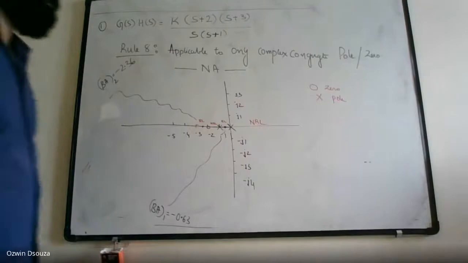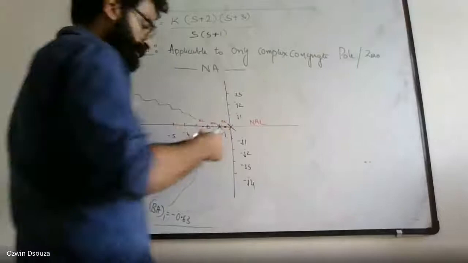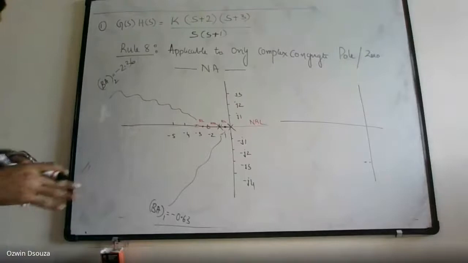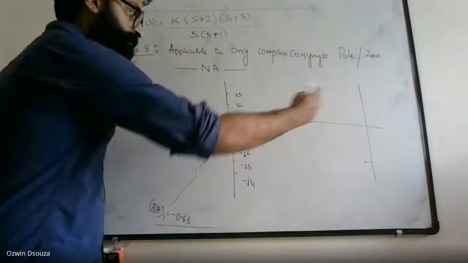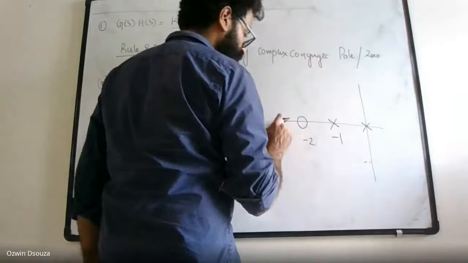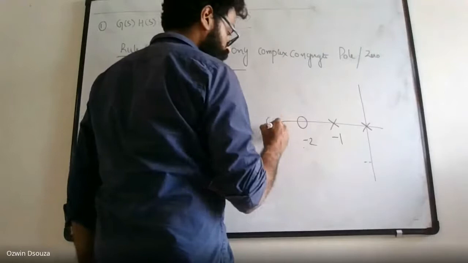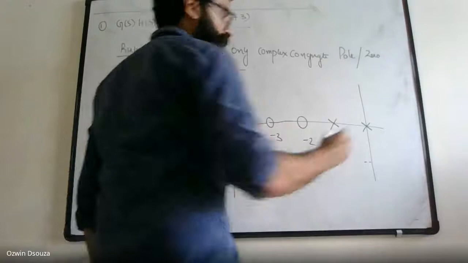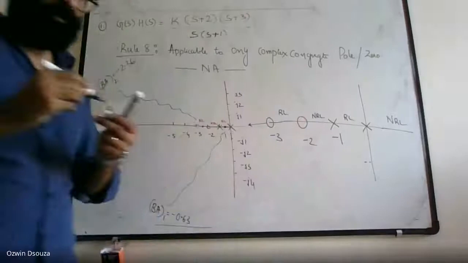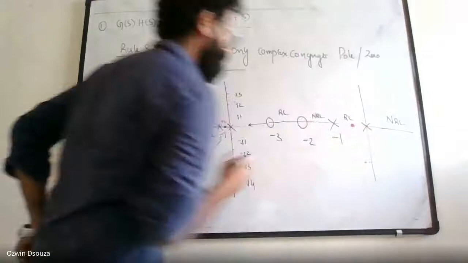Once you are done with the marking, I will draw a bigger diagram so that it adds more clarity. Consider this diagram for representation purposes, because I don't want to populate it with too many lines and circles. So I will draw a fresh diagram to plot the root locus. I have a pole at origin, then a zero at minus 1, a pole at minus 2, and one more zero at minus 3. This is my NRL, RL, NRL, RL. My breakaway points: one breakaway point here, and another at minus 2.3, that is here.